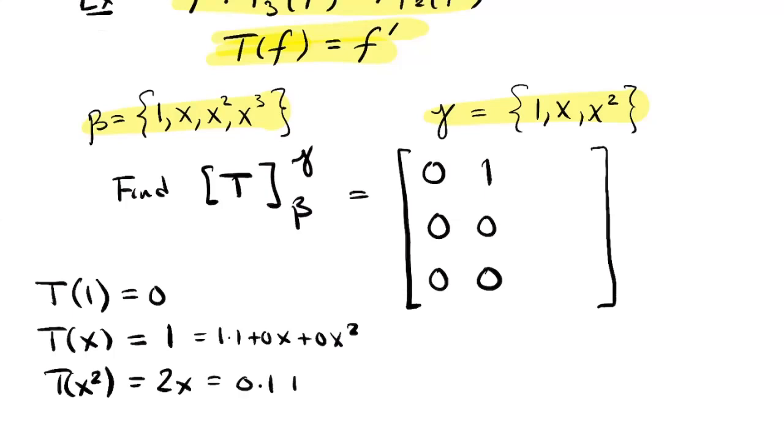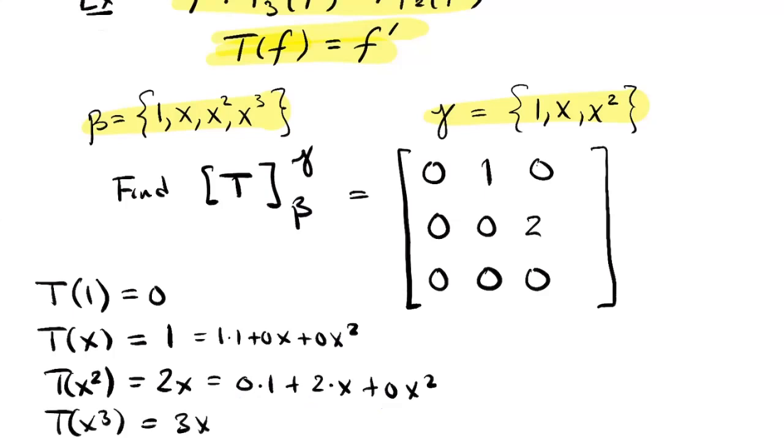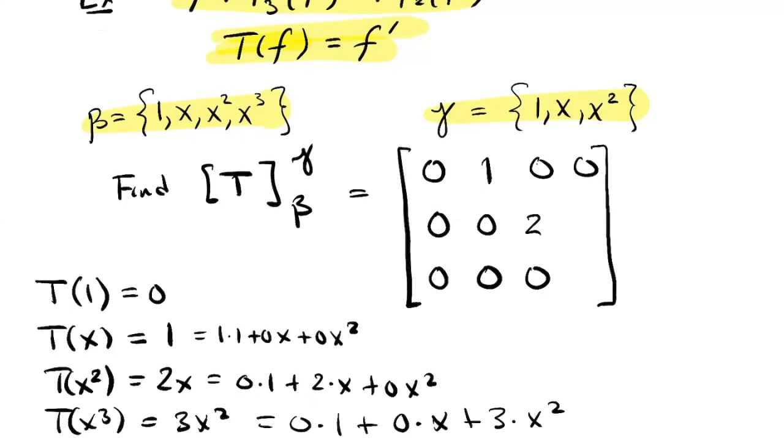T of x squared, derivative of x squared is 2x. 2x is 0 ones plus 2x's plus no x squareds. So I'm going to take those coefficients, 0, 2, and 0, and make them the next column. Finally, T of x cubed is 3x squared. 3x squared is no ones plus no x's plus 3x squared. So the last column is going to be no ones, no x's, 3x squareds.